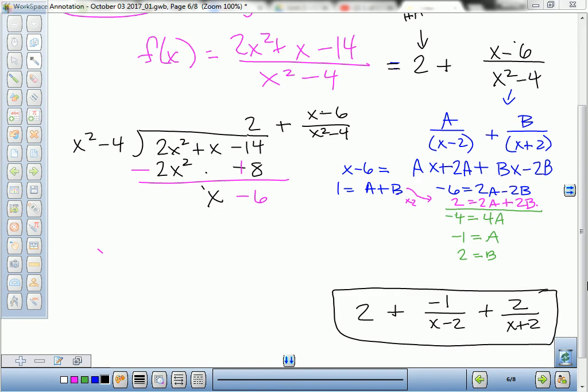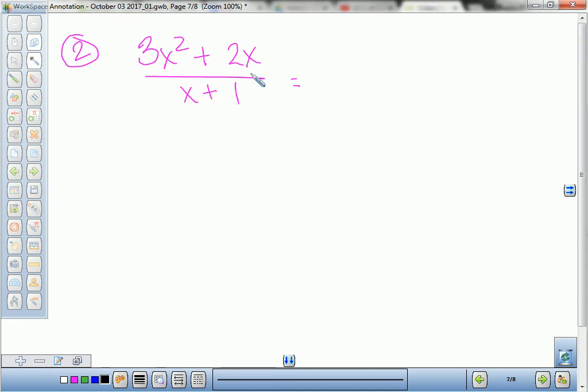Okay. So let's take a look at one that is improper, but our denominator we don't need to do anything with it. We can't write this as 2 fractions because look at this denominator. Does that denominator factor in any way, shape, or form? No. So really, all you would do on this one is just divide, right? 3x squared plus 2x.